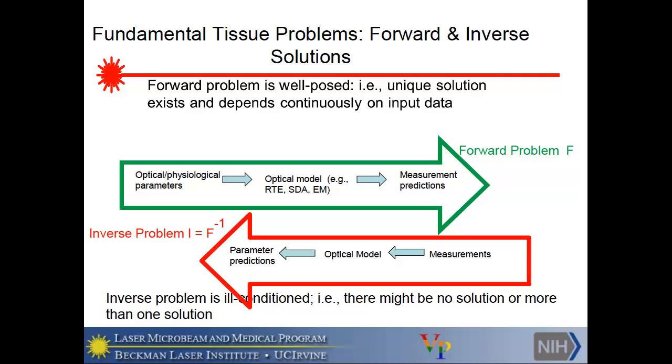So here there are two basic kinds of problems that interest us. One is the forward problem, in which you start with the optical and physiological parameters.